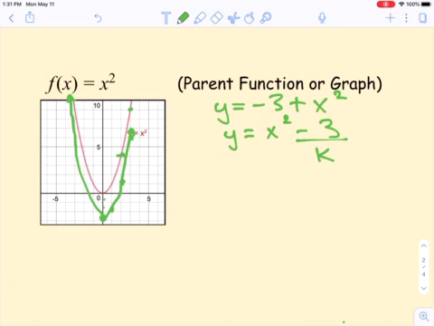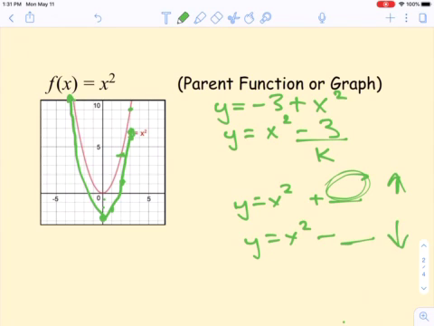So anything that's of the form y equals x squared, if you add anything to it, that's going to move it up that many units. If you have y equals x squared and you subtract anything, it's going to move it down that many units. That's the rule. And when you do a few of these problems, you realize it's pretty easy. So good luck.